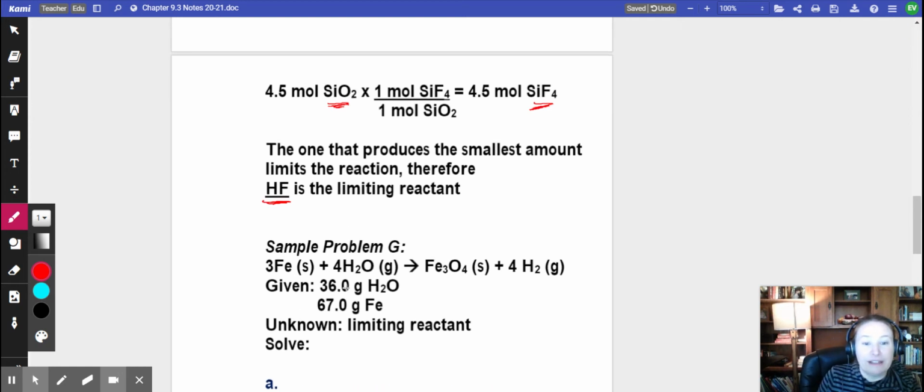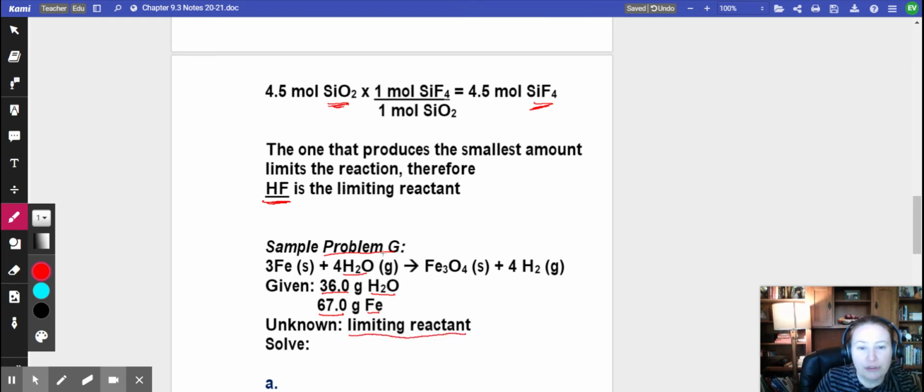So my given in the problem in your book, you can read sample problem G in chapter 9 if you want to read the actual wording of it, but I've just pulled out the given for you. I start with 36 grams of water, H2O, and 67 grams of iron. The question says, if you're starting with those two given amounts, what is the limiting reactant?